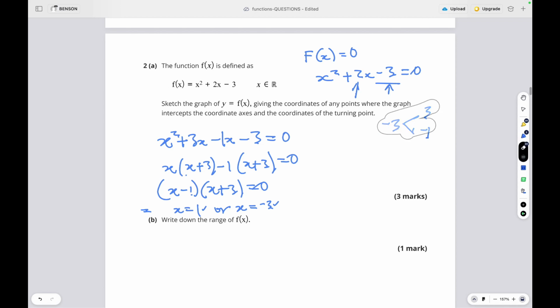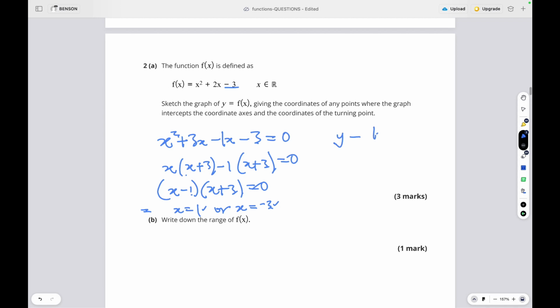And once we get these two things, we must also look at our y-intercept. Now, from Pure Mathematics 1, we know that the constant term is actually our y-intercept. So our y-intercept is simply y equals negative 3. So we know that the graph is cutting the x-axis there, and that y equals negative 3. Before we even get to the graph, we must look at the last part of the question, the turning point.